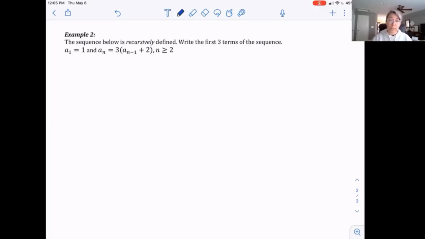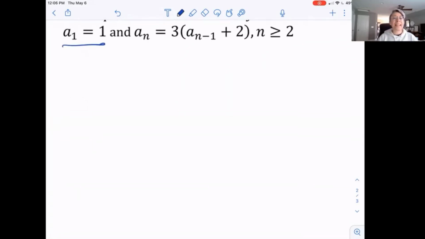the term before it. And we want to write the first 3 terms of the sequence. Notice that they had to give us the first term in order to start. So even though it said the first 3, let's go ahead and do the first 4 so we can get the practice, because a sub 1 is given to us. So we know a sub 1 is 1.